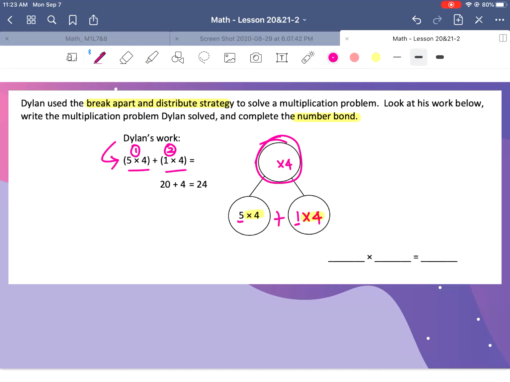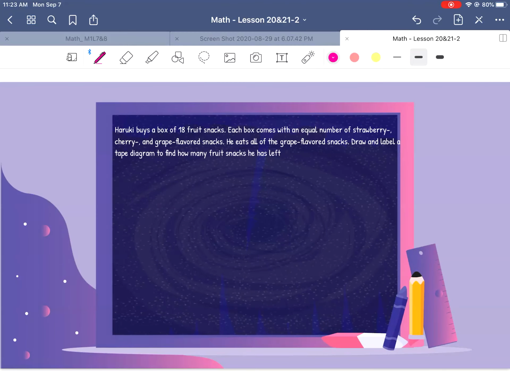And I just need to add these 2 numbers in front, which is 6. So in total, it's going to be 6 times 4, which is 24. So that's how we use our number bond. So let's move on to the next question.